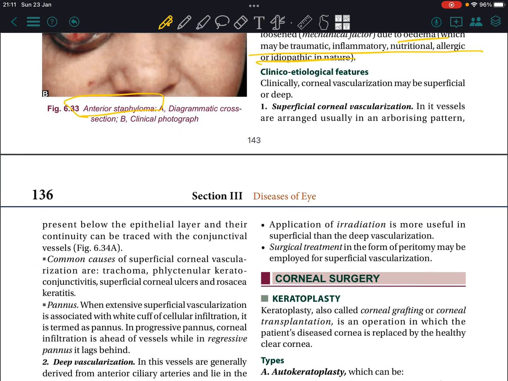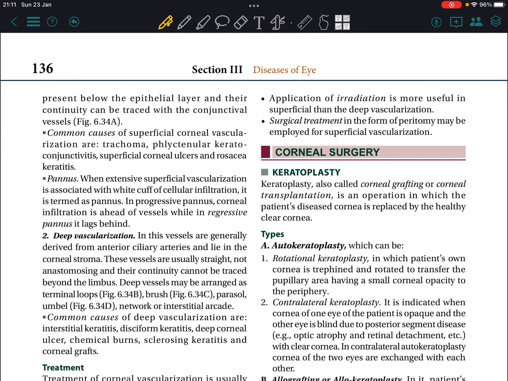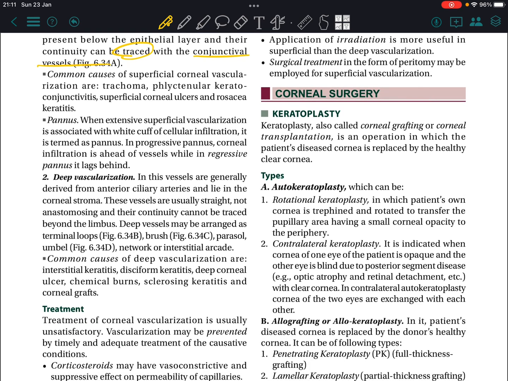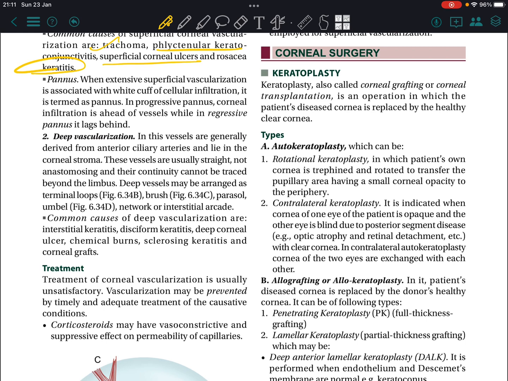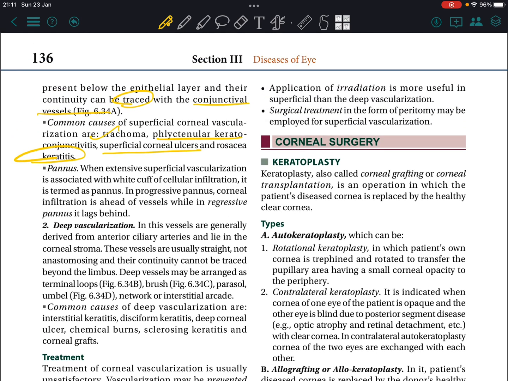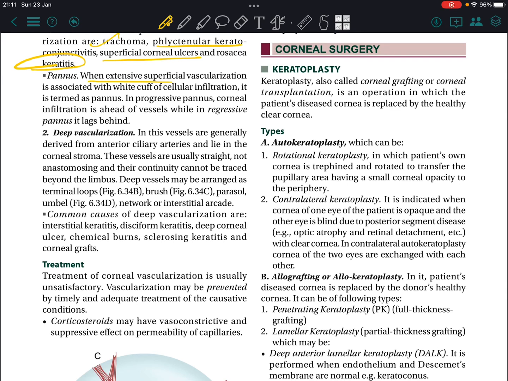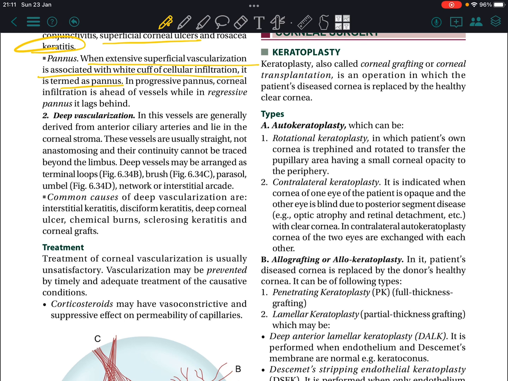Clinical types: superficial corneal vascularization. In it, vessels are arranged usually in an arborescent pattern present below the epithelial layer, and their continuity can be traced with conjunctival vessels. Common causes of superficial corneal vascularization are trachoma, phlyctenular keratoconjunctivitis, superficial corneal ulcer, rosacea keratitis, and pannus. Pannus: when extensive superficial vascularization is associated with a white cuff of cellular infiltration, it is termed pannus. In progressive pannus, corneal infiltration is ahead of the vessels, while in regressive pannus it lags behind.